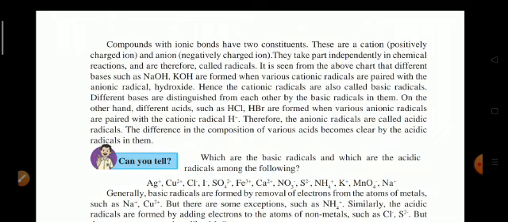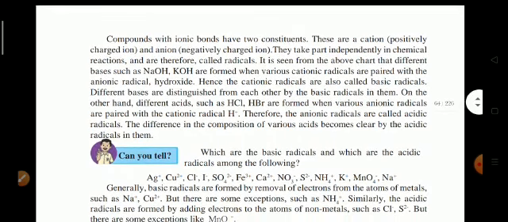The different bases such as NaOH, KOH are formed when various cationic radicals are paired with the anionic radical hydroxide. OH is hydroxide. Hence, the cationic radicals are also called basic radicals. Different bases are distinguished from each other by the basic radicals in them. On the other hand, different acids such as HCl, HBr are formed when various anionic radicals are paired with the cationic radical H+. The H+ is the cationic radical, whereas OH- is the hydroxide, that is the anionic radical.